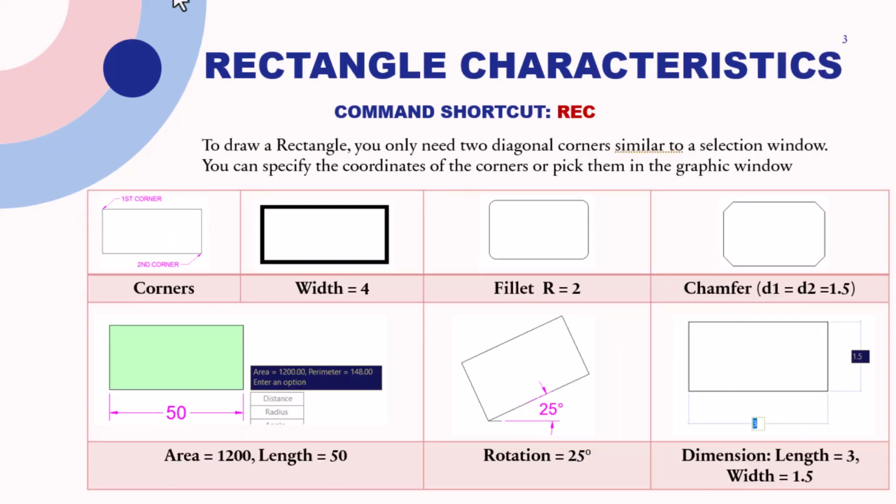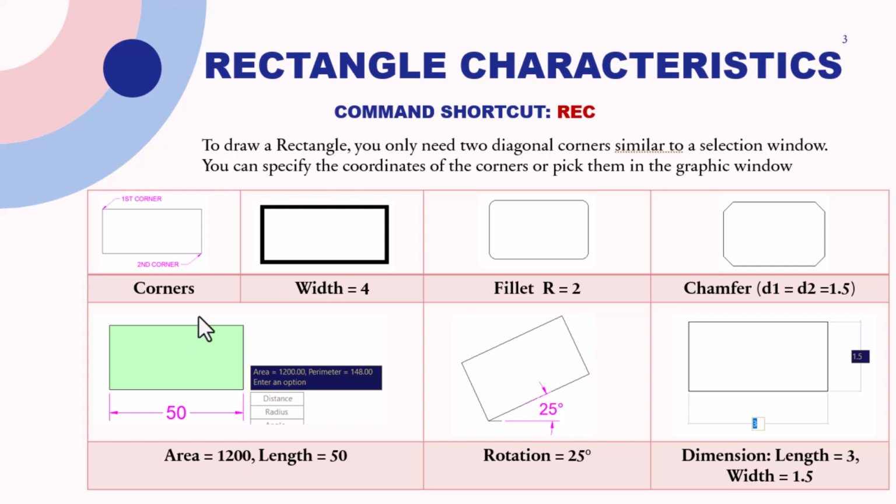The rectangle is another command in AutoCAD that uses polylines to be created, and it's also a single entity, one object. When you draw a rectangle, you only need two corners diagonally located, and you can specify those corners by clicking on the graphic window or entering the coordinates.